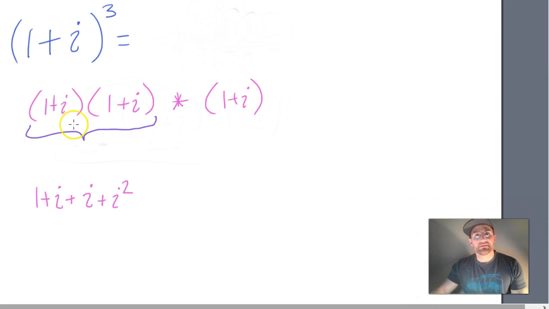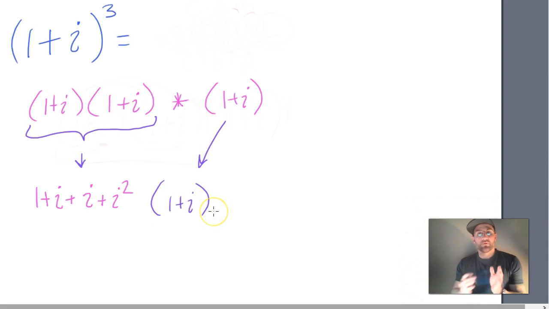Okay. So using very, very basic algebra, we can see how we got 1 plus i in parentheses times 1 plus i in parentheses to equal 1 plus i plus i plus i squared. Now we have to multiply that against 1 plus i, and then we will have multiplied it against itself 3 times. We will have taken it out to the cube.